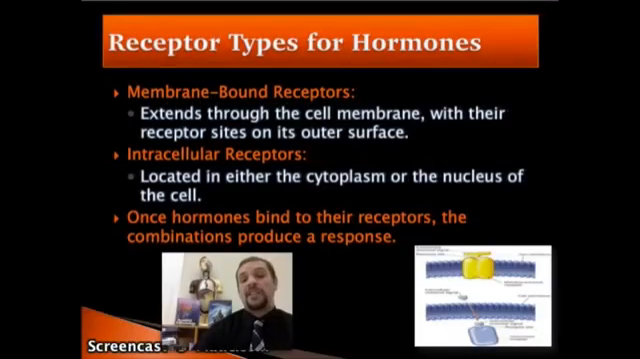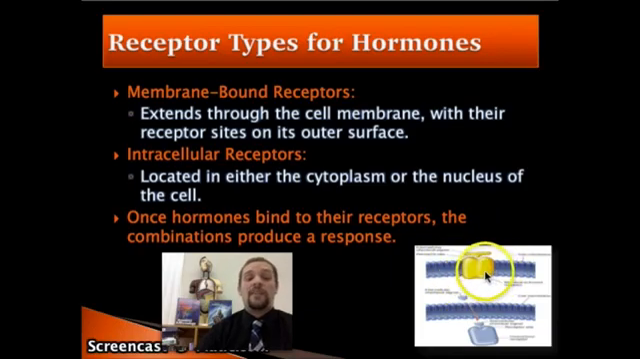Depending on the type of hormone that is secreted, whether it is a water-soluble hormone or a lipid-soluble hormone, that will determine the type of receptor that is needed to have a response. For example, if we release a water-soluble hormone, that means it can't pass through the cell membrane. So if it comes in contact with the cell membrane, it can't pass through. It's going to need what we call a membrane-bound receptor. A membrane-bound receptor extends through the cell membrane with the receptor sites on the surface. So when that water-soluble hormone comes in contact with it, it can then have a response.